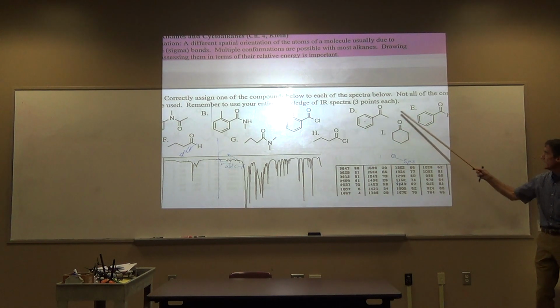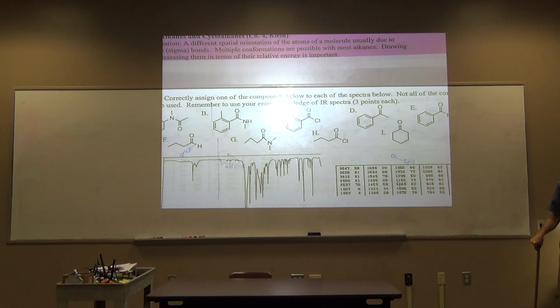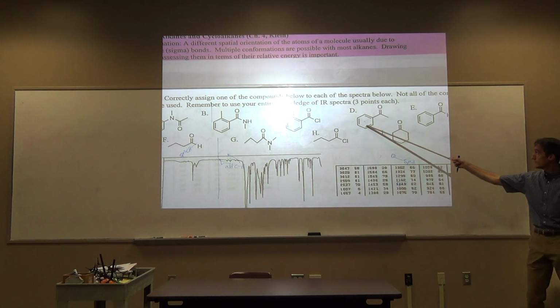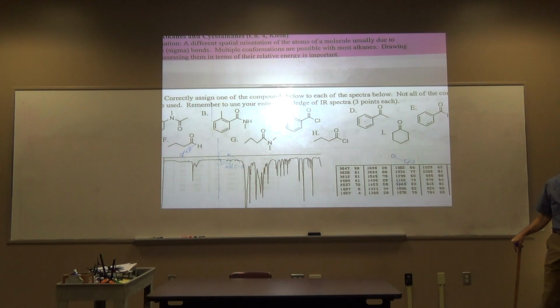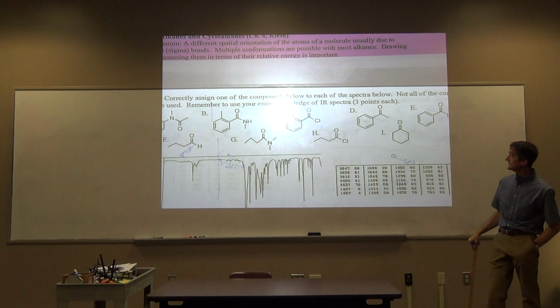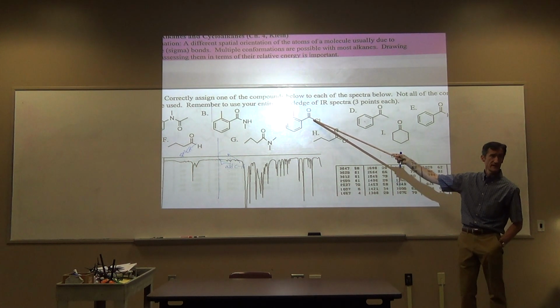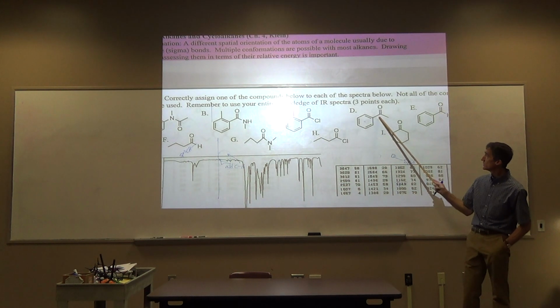Otherwise, distinguishing between D and E is quite difficult. Now, between D and I, that's easier because D is aromatic and I is not. And D and C is kind of easy based on carbonyl position. Acid chloride, high carbonyl, 1800. This is going to be more like 1700.